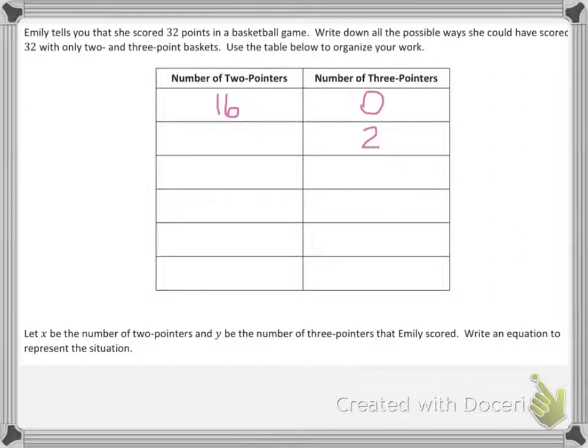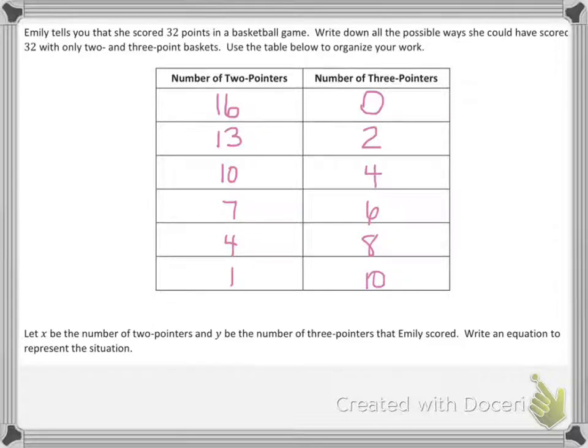What if she makes 2? Well, that's 6 points, and 32 minus 6 is 26, and that would be 13 2-pointers. And then I see a pattern, so I'm just going to start counting by 2: 0, 2, 4, 6, 8, 10, and hopefully this will work out by just dropping the number of 2-pointers 3 at a time. So this would be 10, 7, 4, and 1.